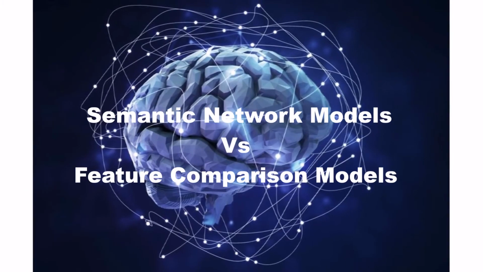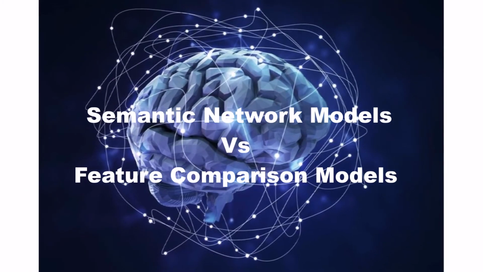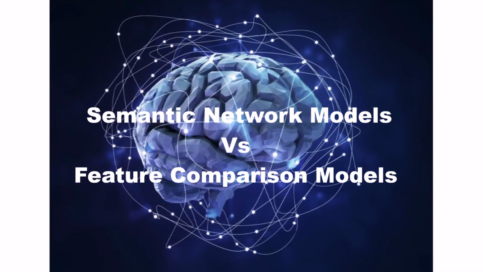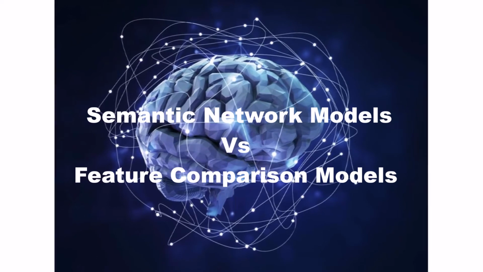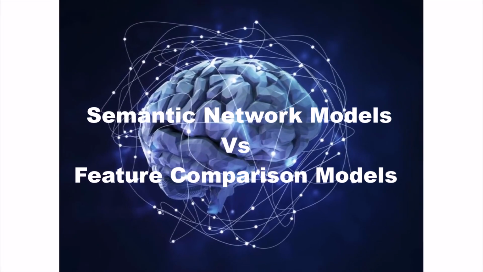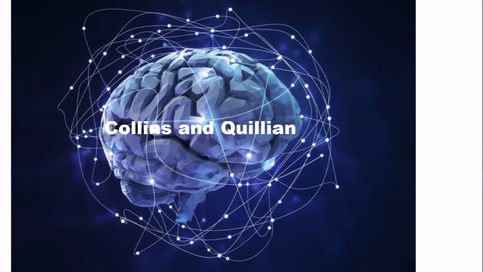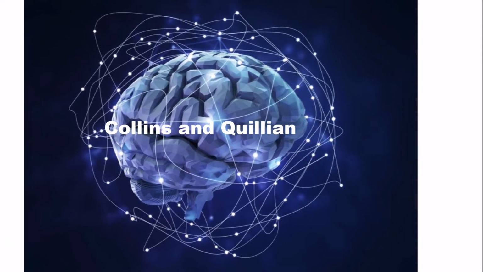Semantic network models versus feature comparison models. A semantic network, or frame network, is a network which represents semantic relations between concepts. This is often used as a form of knowledge representation. Collins and Quillian suggested that a network consists of a number of nodes, which correspond roughly to words or concepts.